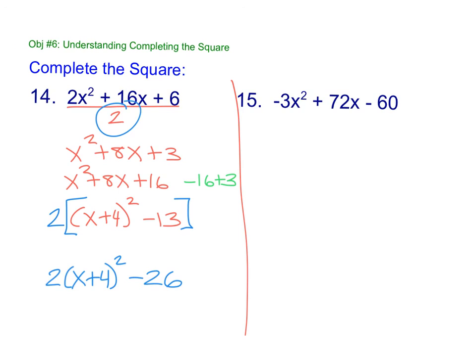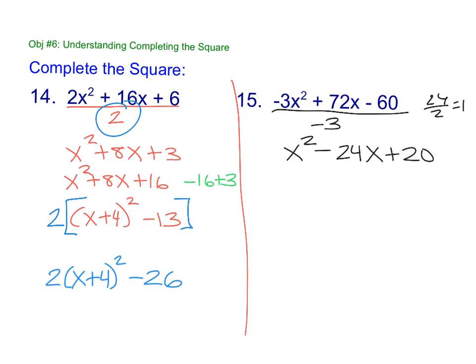All right, pause the video and try number 15 on your own. So we're going to divide by -3. And I get x squared minus 24x plus 20. Half of 24 is 12. All right, 24 divided by 2 is 12. 12 squared is 144. So x squared minus 24x plus 144. That's x minus 12 squared.